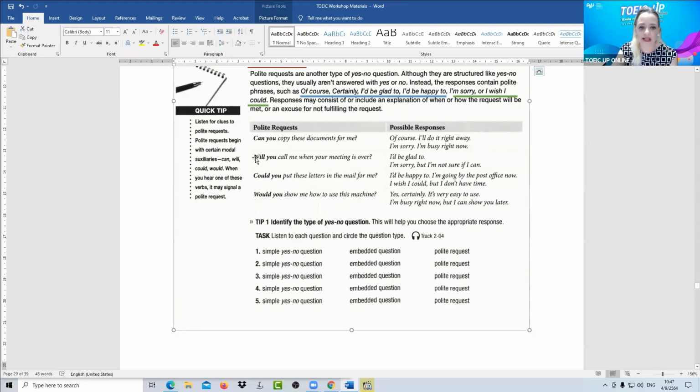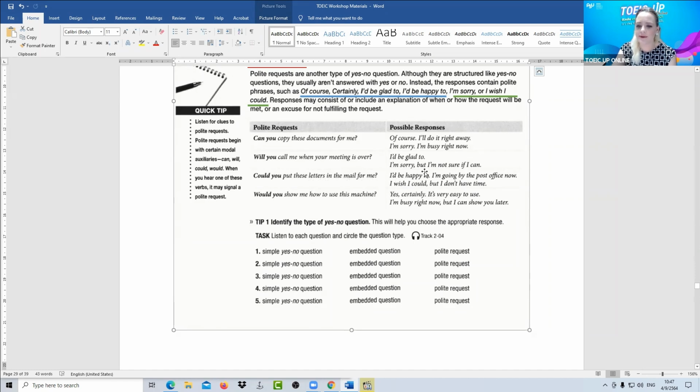The next polite request: will you call me when the meeting is over? I'd be glad to means yes. And you'll see there's no explanation afterwards, which is okay. Or, I'm sorry, but I'm not sure if I can. Again, you've got your no, and then your excuse. The next one, could you put these letters in the mail for me?